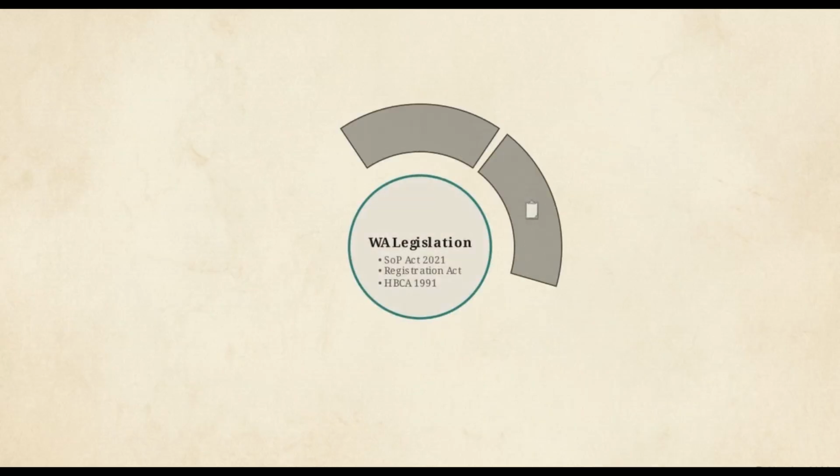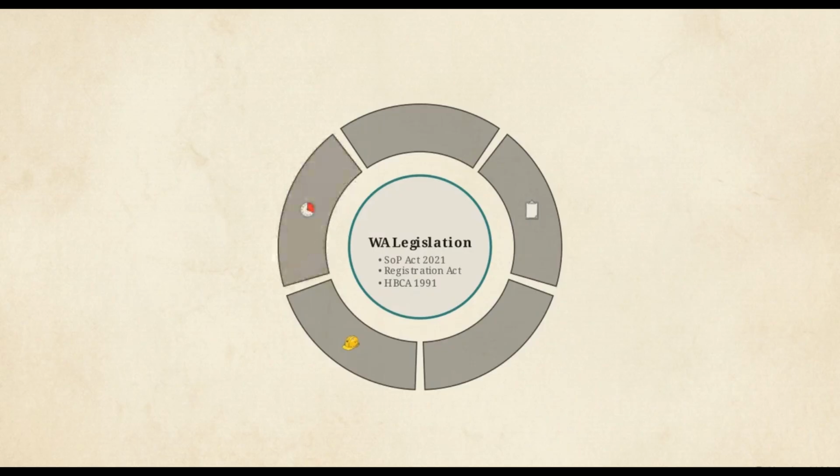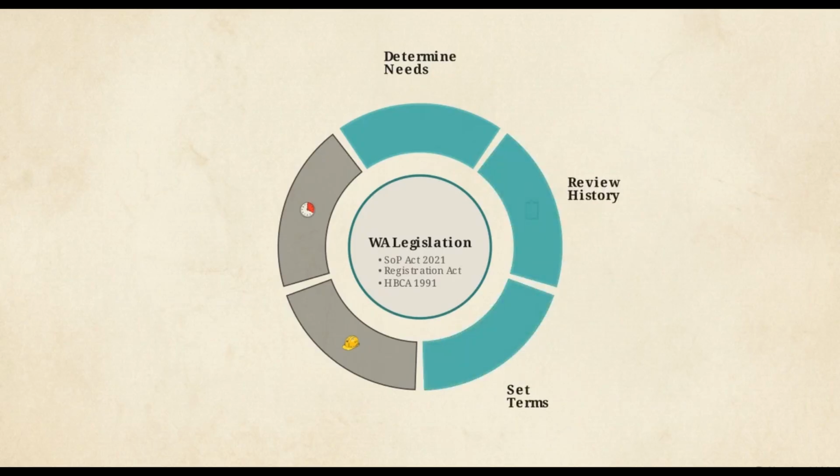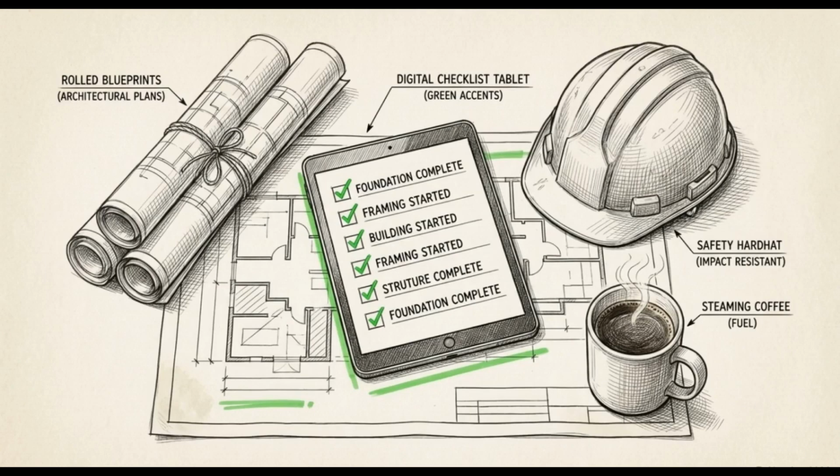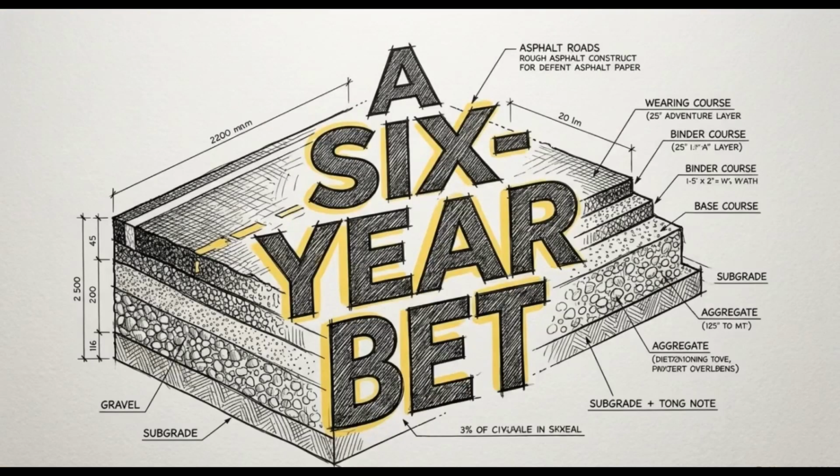Managing this risk requires a system known as the 5-stage subcontractor lifecycle. It involves determining specific needs, reviewing performance history, establishing strict terms, managing engagement, and evaluating final performance. These 5 stages provide the framework for professional site administration. Every subcontractor selection is a 6-year financial commitment against the builder's own registration.